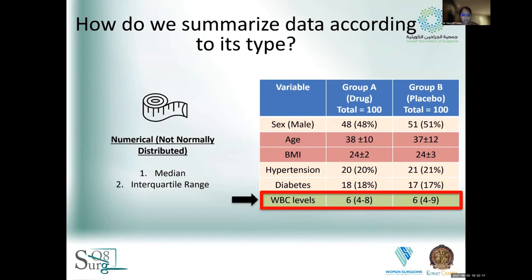And as you can see, we did our test of normality and white blood cell count was not normally distributed. So we have the median as number 6 for both of them. And the interquartile range, basically Q1 and Q3, quartile 1, quartile 3, are 4 to 8, 4 to 9. Usually you give the ranges to give people a flavor of how widespread your figures are from the median.